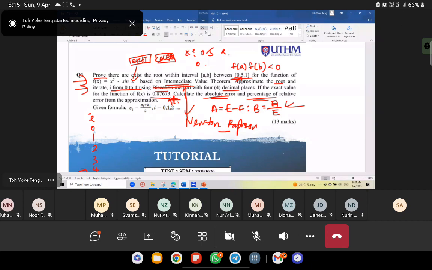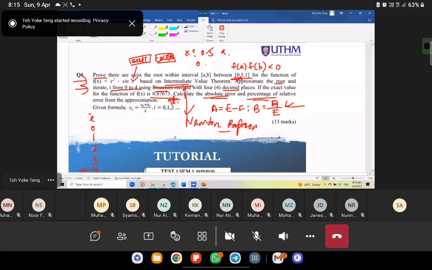Intermediate theorem. So this one is just the same as the previous one, so I think there is no need to show you again. For the intermediate value theorem, it is just the same thing. Prove that the value of the function for the initial value and n value is less than 0.